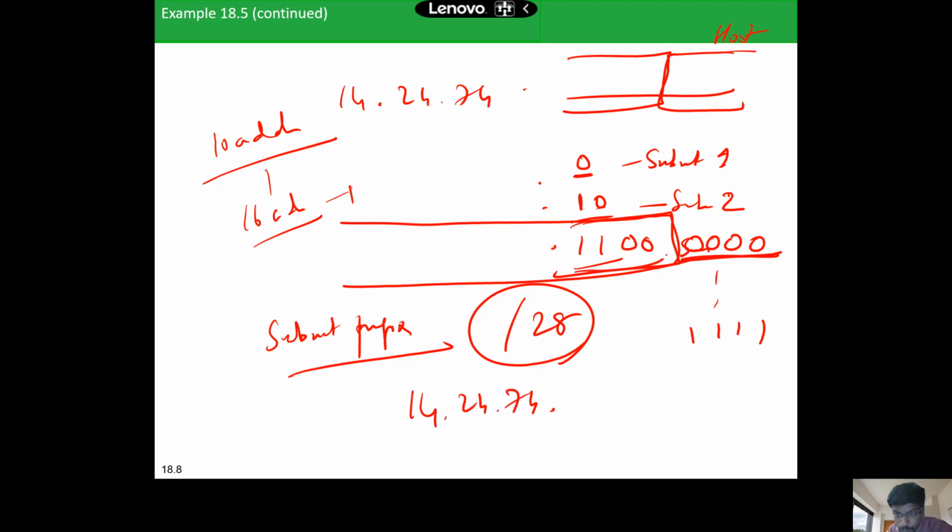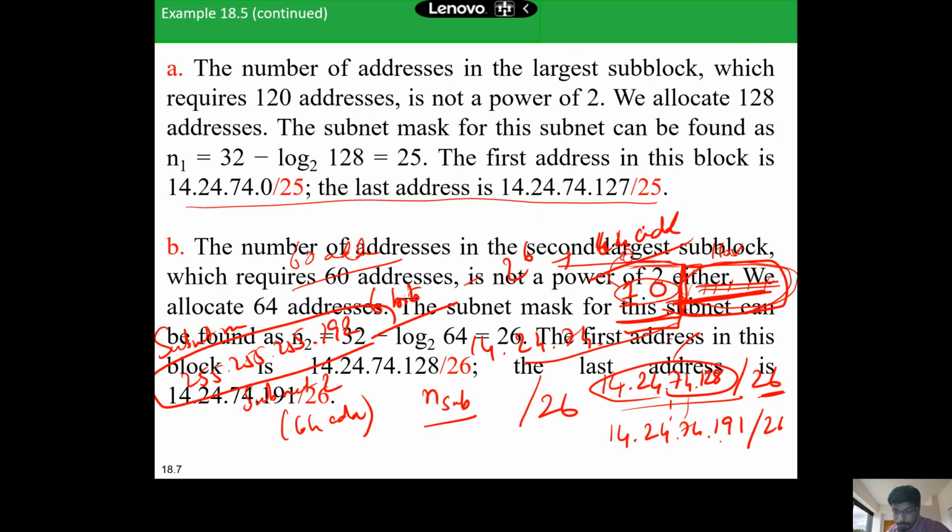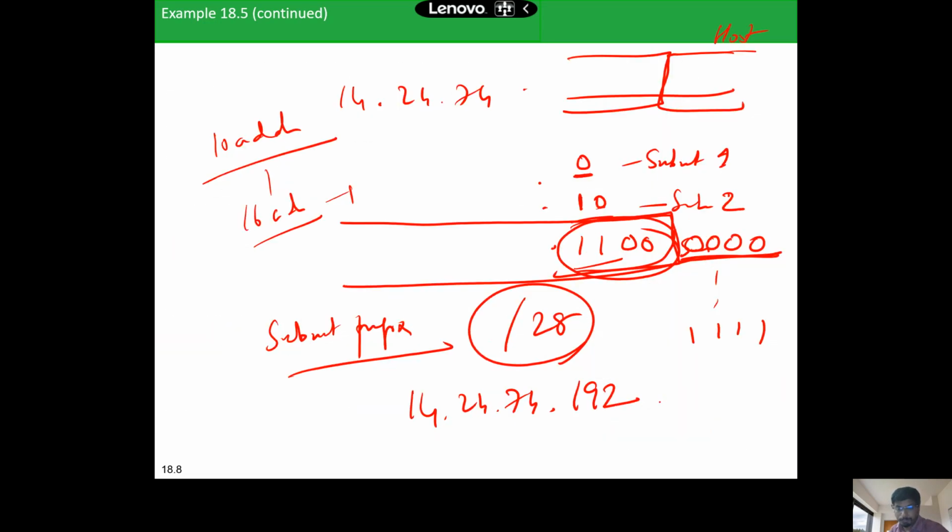14.24.74. Now these 4 bits go to your network prefix part, right? So if you add the values 128 and 64, it's 192. Till 191 we have already used for subnet 2, right? From 192 this is going to be /28. This is the first address of your third subnet.